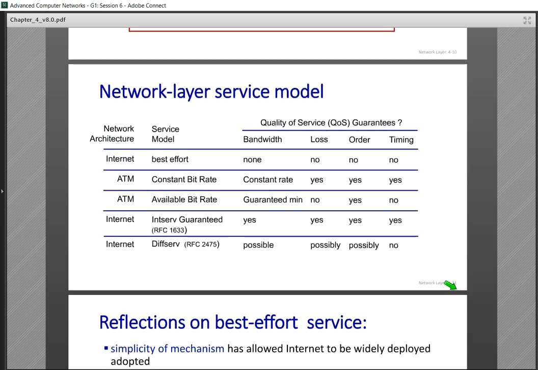Okay, so when we talk about internet, we can see that the internet can guarantee nothing. But what will happen if I need some guarantees?